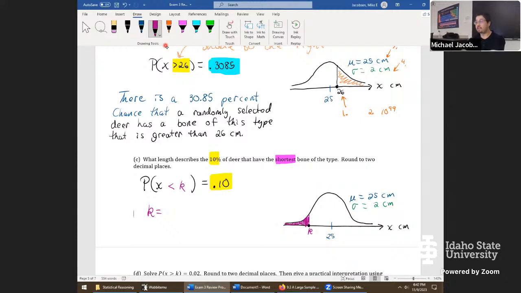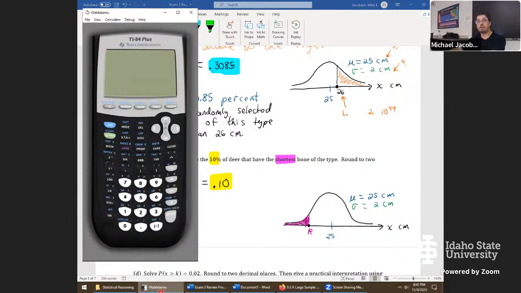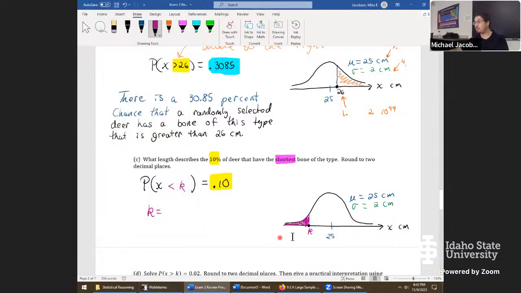And the very common calculator, the one that we've been using in class all along, only accepts area to the left. That's good for us because we have an area equals 0.10 right exactly here. If our area was on the right-hand side, we use a trick of 1 minus whatever it is to get the left-hand area. So this turns out to be enough organization. We're going to be using inverse norm only because of the probability given.